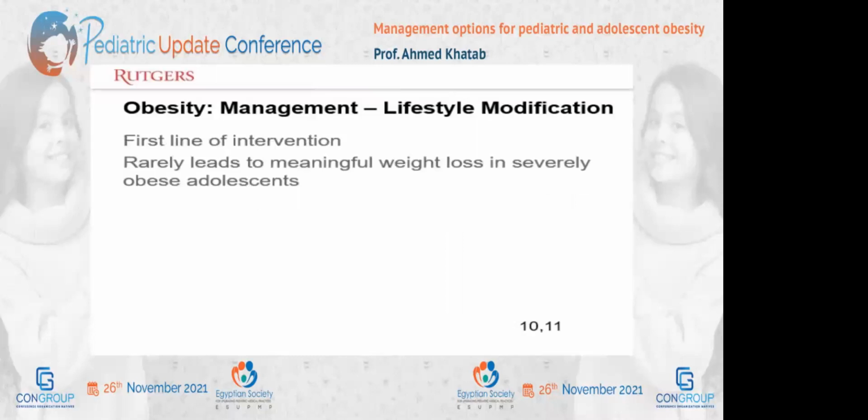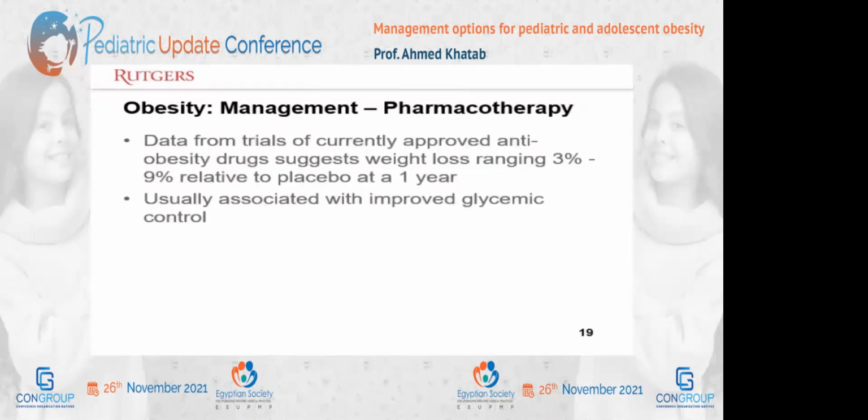Lifestyle modification is the first line and has to be part of every line of intervention, but unfortunately, on its own, it rarely leads to meaningful weight loss, especially in the severely obese adolescent. Now, failure of lifestyle modification may be an indication for pharmacotherapy.